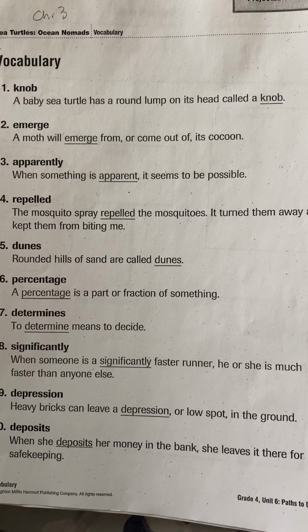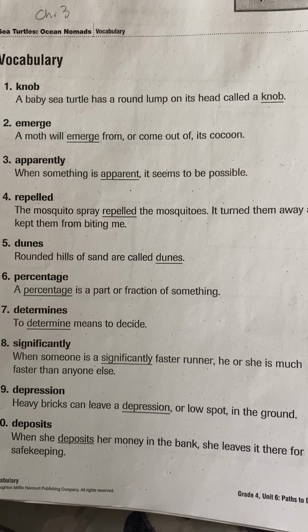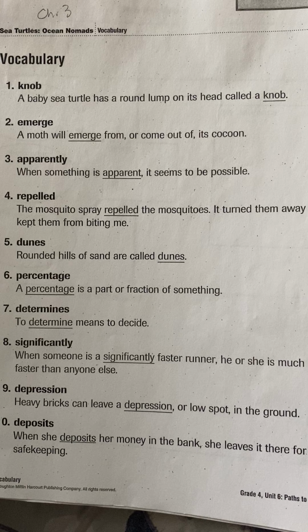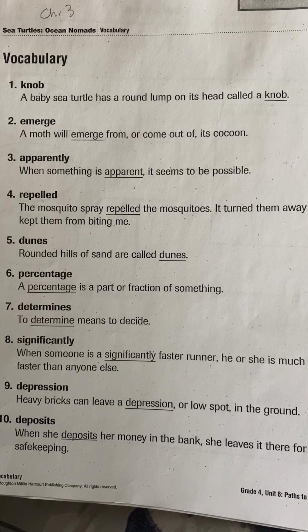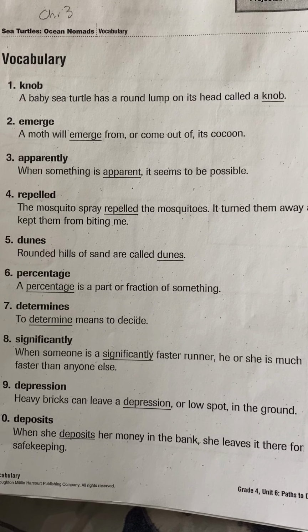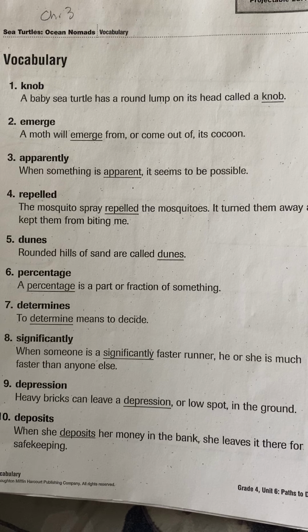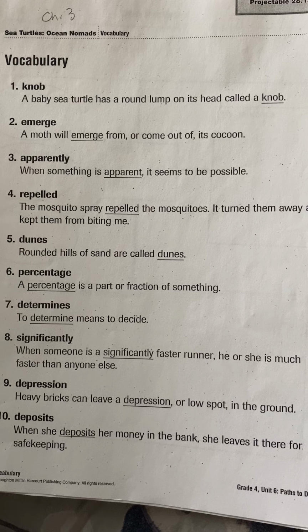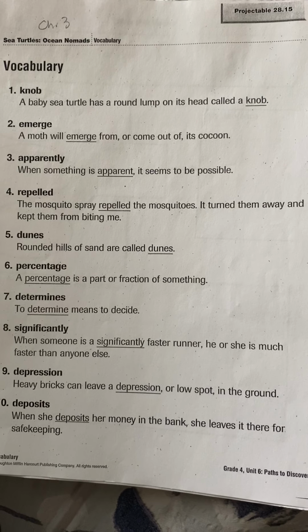Number 1 is knob. A baby sea turtle has a round lump on its head called a knob. Number 2, emerge. A moth will emerge from, or come out of, its cocoon. Number 3, apparently. When something is apparent, it seems to be possible.